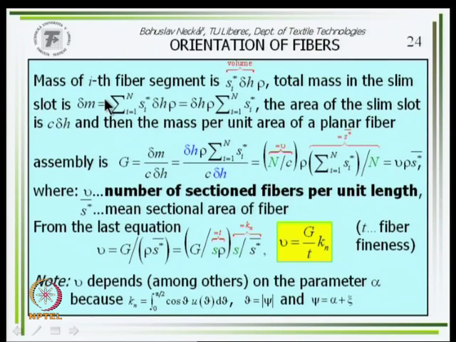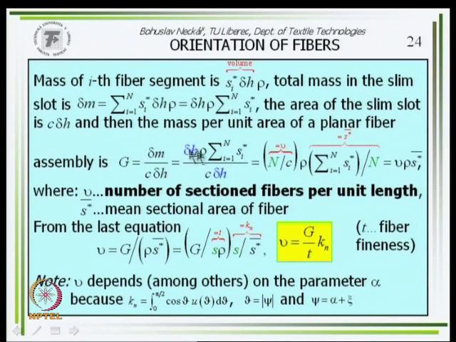Mass per all fibers in our slot is the sum of them. So it is delta M, which is the sum of this. Because delta H as well as rho are constant, it's possible to write it in such form, isn't it? The total area of the slim slot is C length times delta H. And then the mass per unit area of a planar fiber assembly is G, which is mass by area.